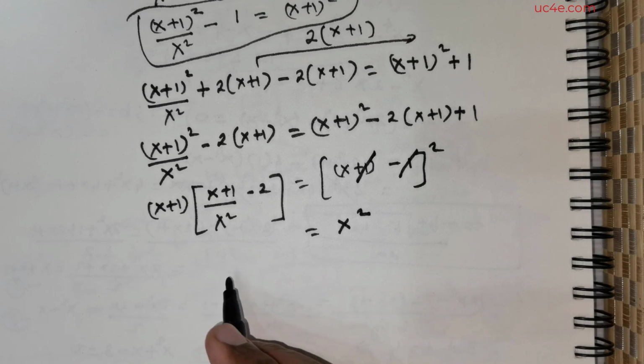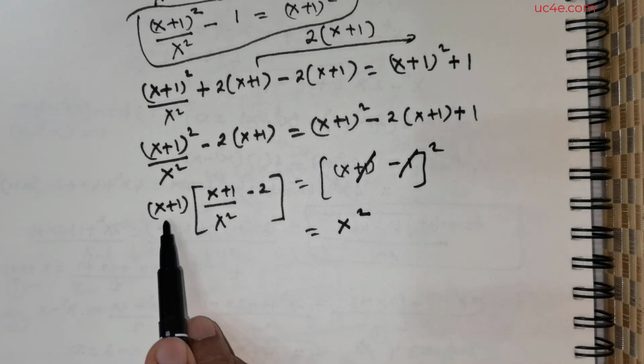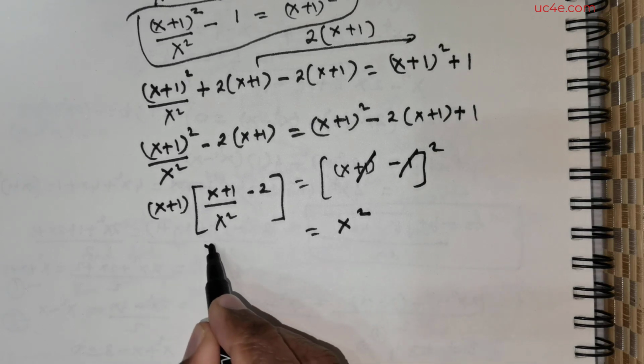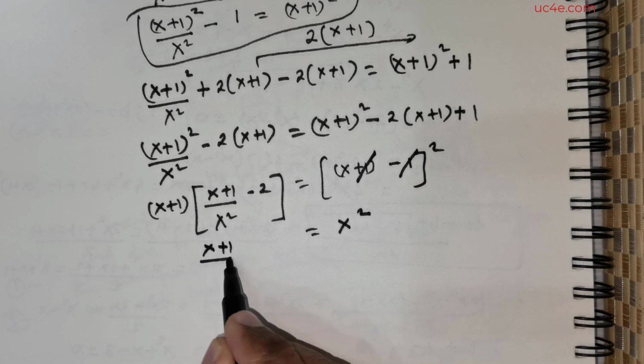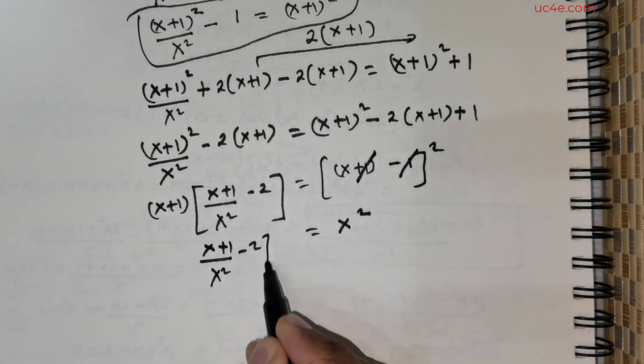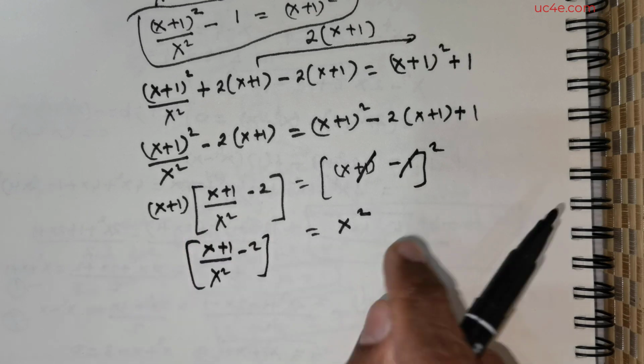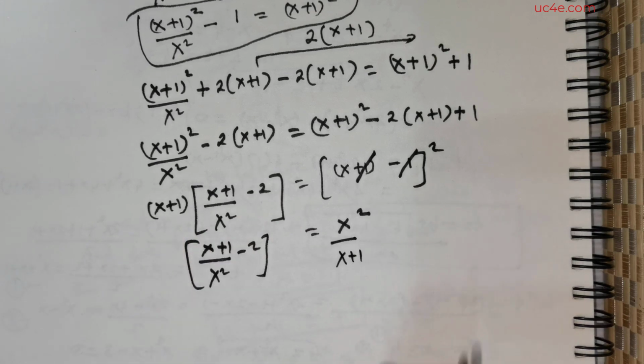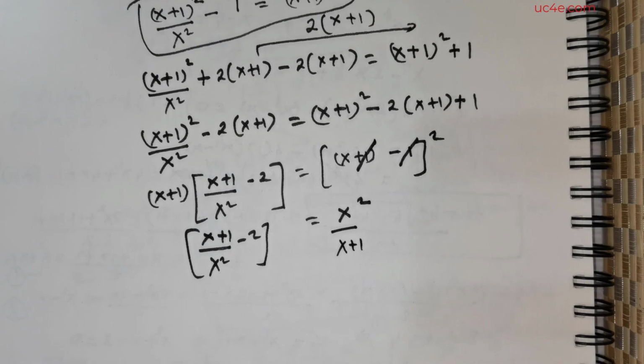Now what I wish to do is move (x+1) to the right hand side. If I were to do that, this is going to give me (x+1) over x squared minus 2. This is one component. Move this down, so this is going to be x squared over (x+1). So this is what we have got.